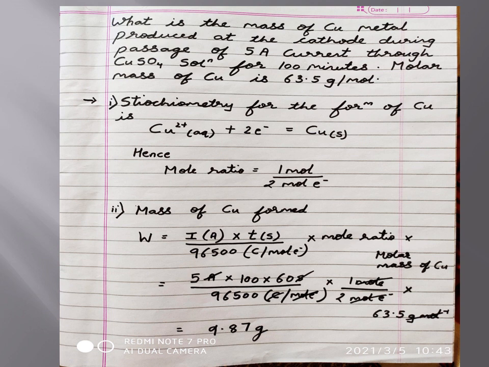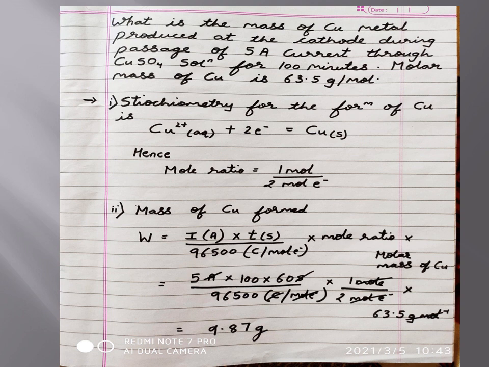Now we need to find out the mass of copper that is deposited at the cathode, and it is given by W is equal to I in amperes into time in seconds upon 96500. Students, you all need to remember that 1 Faraday is equal to 96500, and as this numerical is based on Faraday's first law, it is very important to know the value of 1 Faraday into mole ratio into molar mass of Cu.